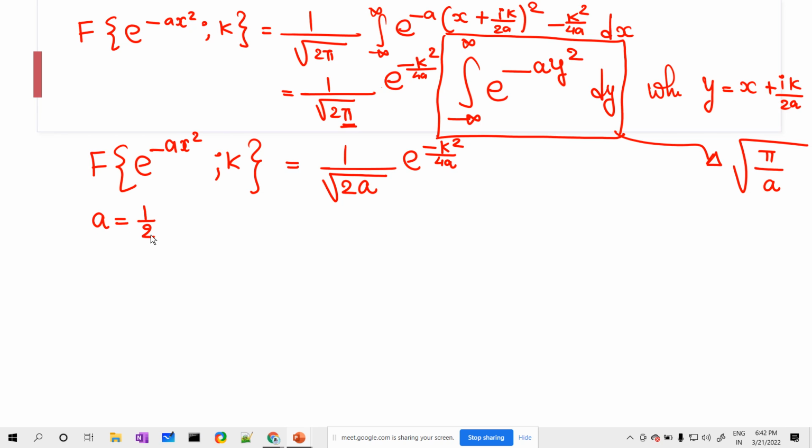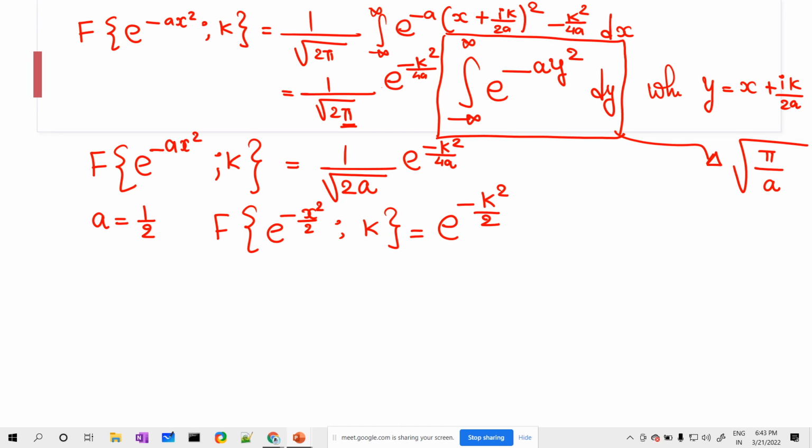in this. Suppose if I consider a is equal to half, I get Fourier of e raised to minus x square by 2 converted to variable k is same as 1 by root of 2 times half, that becomes 1. So it is equal to e raised to minus k square by 4 times half, that is only 2. So this is special. Whenever we consider a is equal to half, the function जो है that becomes e raised to minus x square by 2 and the Fourier is exactly itself.